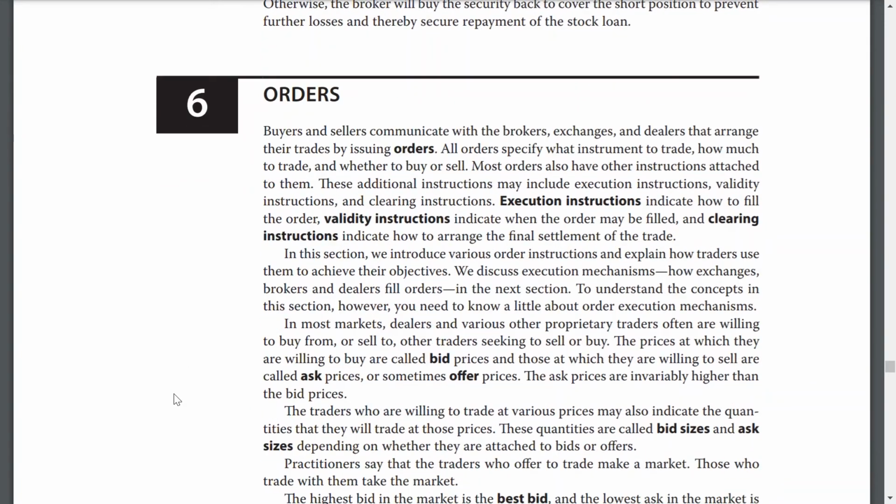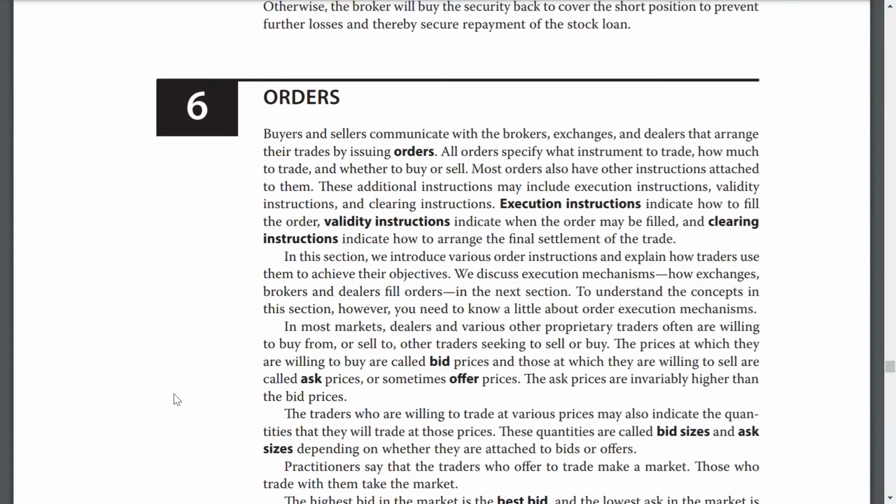Buyers and sellers communicate with brokers, exchanges, and dealers to arrange their trades by issuing orders. An order specifies the instrument to trade, how much to trade, and whether to buy or sell. Most orders also have other instructions attached to them. These additional instructions may include execution instructions, validity instructions, and clearing instructions. Execution instructions indicate how to fill the order. Validity instructions indicate when the order may be filled, and clearing instructions indicate how to arrange the final settlement of the trade.